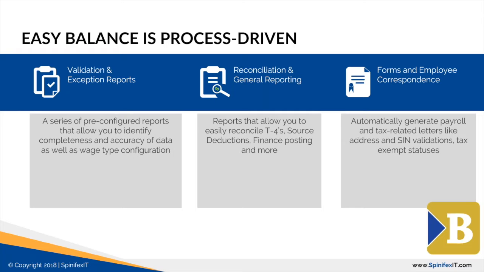And if we look into the second bucket on the screen, reconciliation and general reporting, there you will find several different kinds of reports. One of them that's mentioned here is the reconciliation between what happened in payroll and what got posted over to the general ledger. And then finally, I mentioned the employee correspondence. That's our third bucket on the screen here.